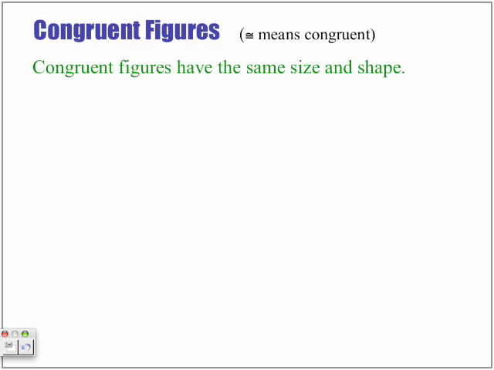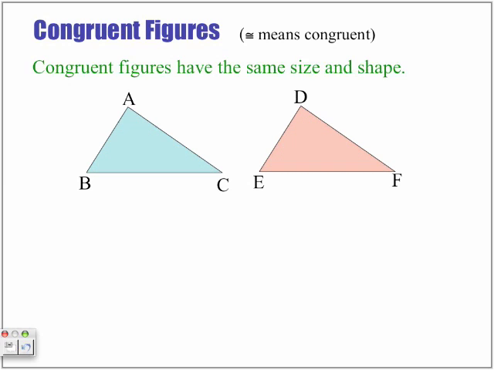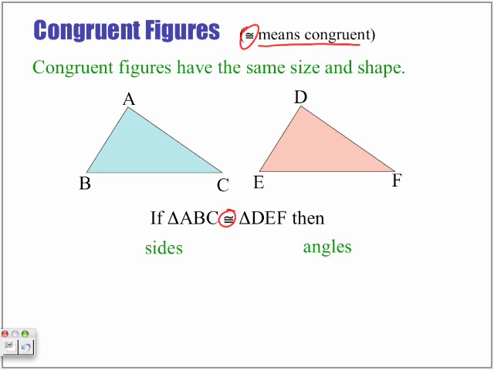Congruent figures. Congruent figures have the same size and shape. So, here we have triangle ABC and triangle DEF. This symbol here means congruent. So, triangle, because that's the shape of the object, and we're using the letters that make up the triangle. So triangle ABC is congruent to triangle DEF. And how do we know that? Or how do we show that?